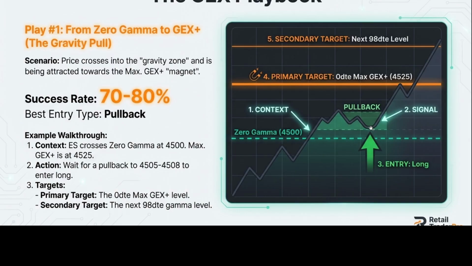When you see this and the price starts to go higher with good effort, you have to try to take a long position here. Why? Because we are in a positive gamma regime, of the gravity pull. The price wants to go to the max positive gamma.